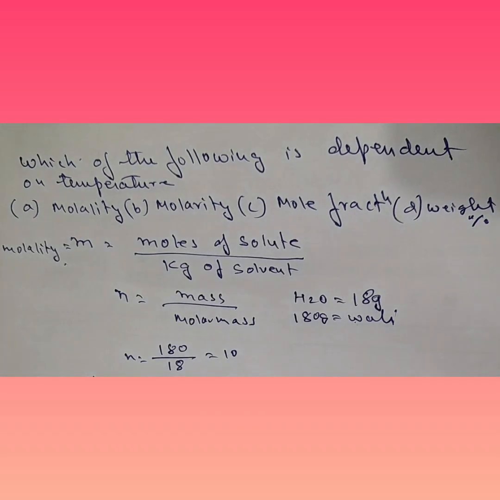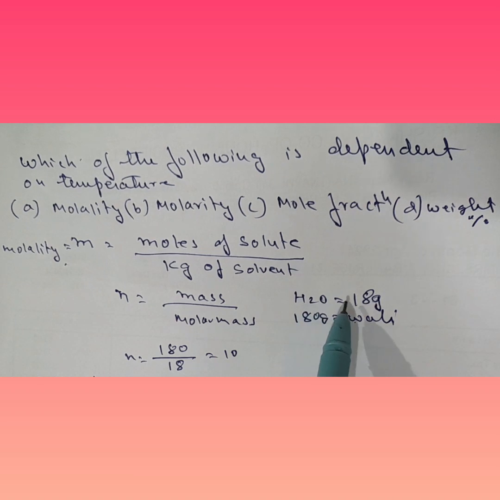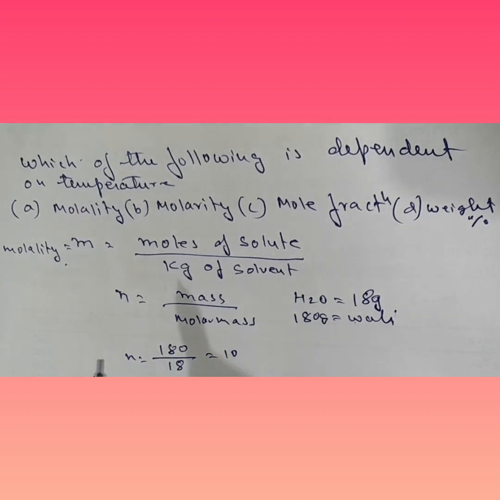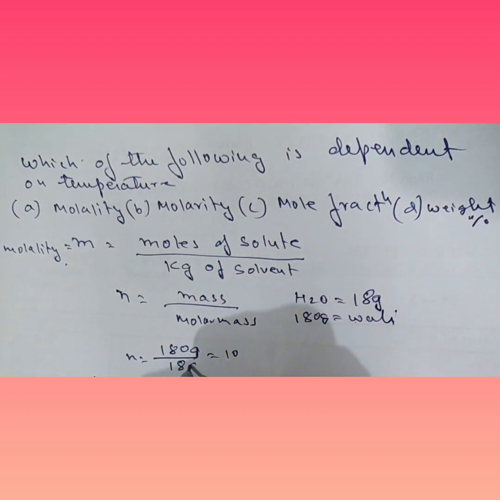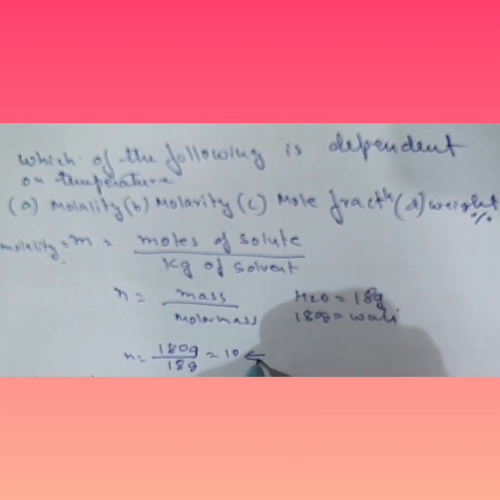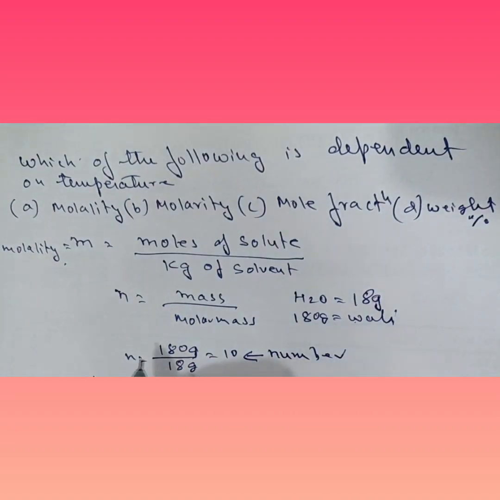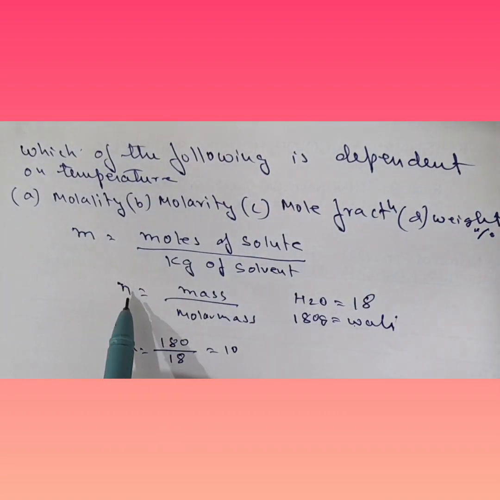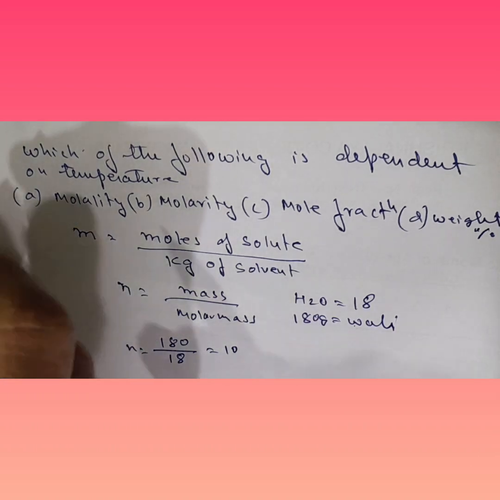Got to mention here that the molar mass of water is 18 gram, and the water that we have taken is 180 gram. So what we are doing here is 180 gram divided by 18 gram. So gram gets cancelled. We get 10. 10 is just a number. It doesn't have any unit because it gets cancelled. That's why we call it the number of moles. So it's just a number. I hope this N is also clear. So that was about molality.